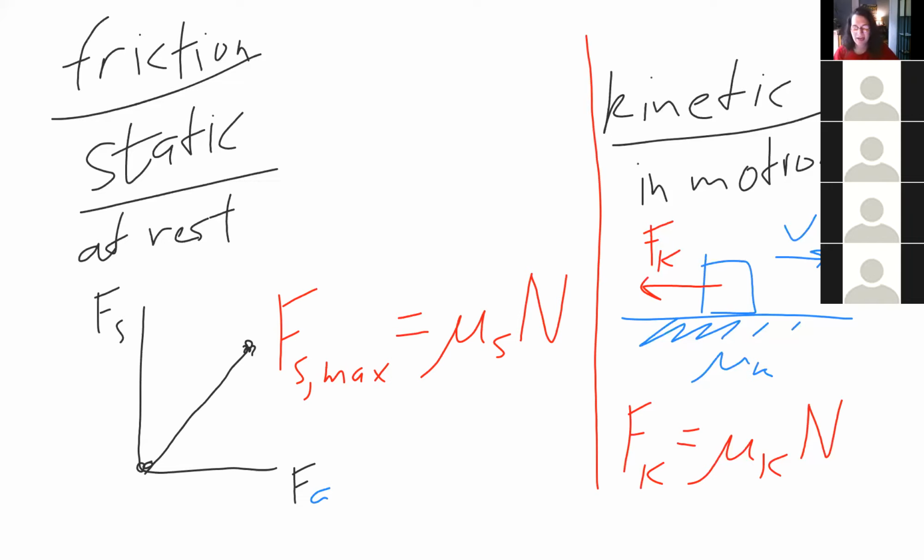So that's only when you're at the maximum. You'll have some keywords like the object is just about to start moving, or the object's about to break loose, or what's the hardest that you can push on it such that it will just barely not move. Weird questions like that are trying to indicate to you that you want to consider the maximum static friction force.